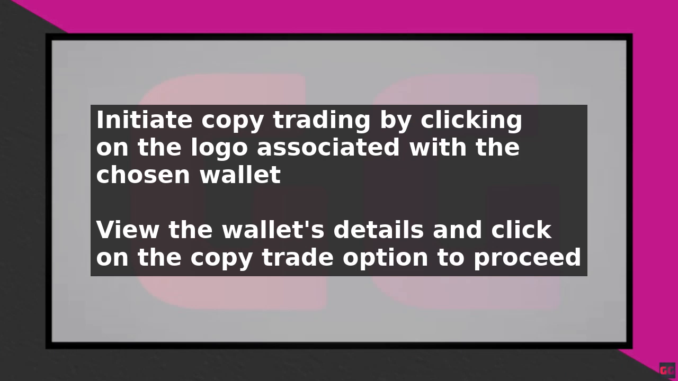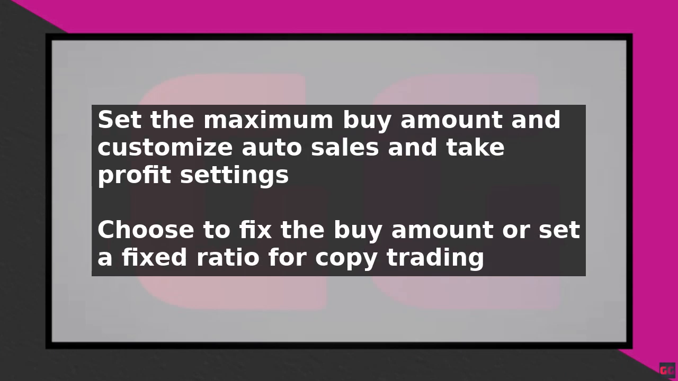To initiate copy trading, click on the logo associated with the wallet you've chosen, which will direct you to the wallet's page, where you can view its details. After selecting a wallet, click on the Copy Trade option, usually located on the right side. You will then see the wallet address, which should match the one you previously selected.